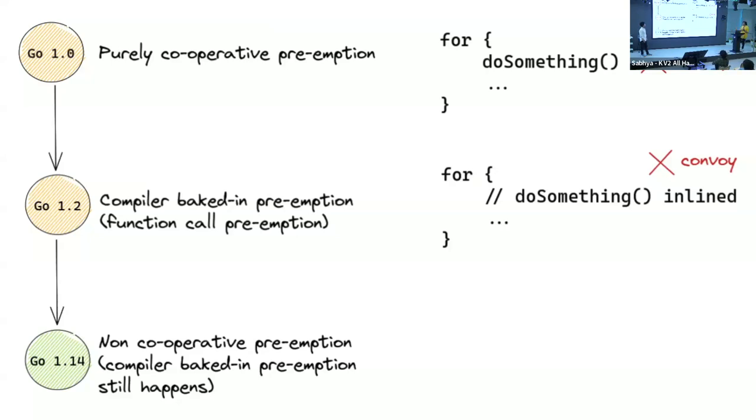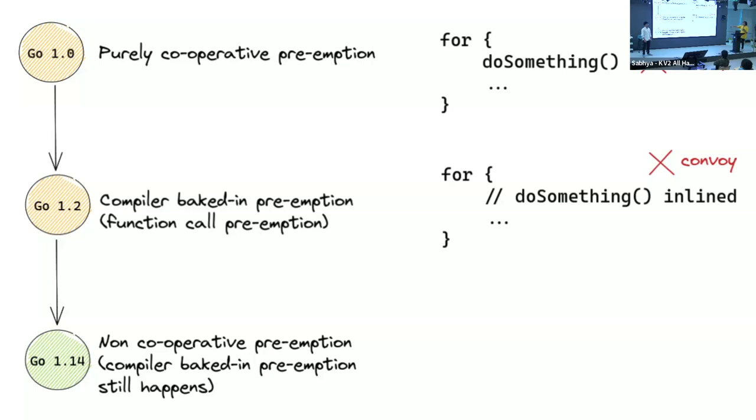Then Go 1.2 was like, okay, you know what, we can do something a little better. We'll do compiler-baked in preemption, or what is known as function call preemption. So whenever a function call takes place, the compiler inserts preemption checks right at the beginning of that function call. So if a preemption check passes, the runtime then preempts that Go routine. The problem here is the compiler might optimize code and inline that function altogether. So you don't have a function call to begin with. You're back with the same hot loop. So there's not a lot you can do here.